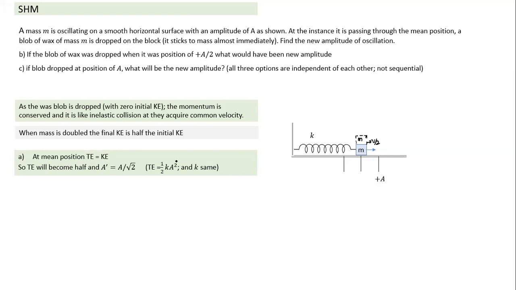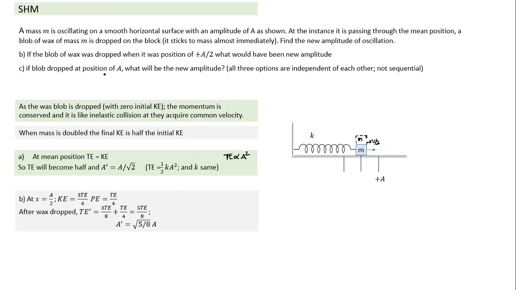So as soon as I drop it here, total energy becomes half, and total energy is proportional to the square of the amplitude. Hence, A dash by A will be equal to 1 by root 2. Total energy becomes half, so amplitude becomes 1 by root 2 times the initial amplitude. The amplitude is proportional to this equation. Second type of question, this was a little easier.